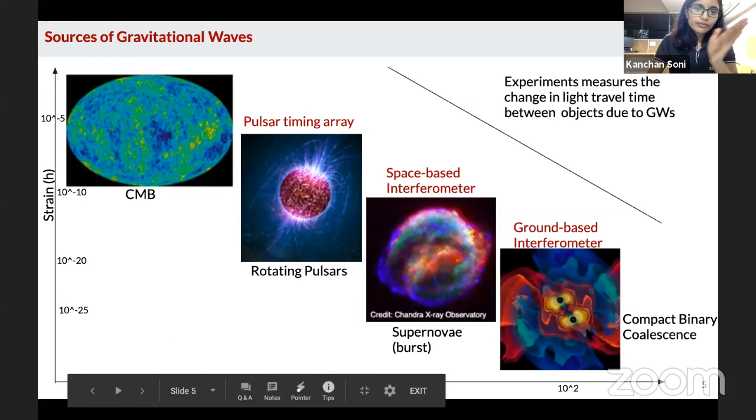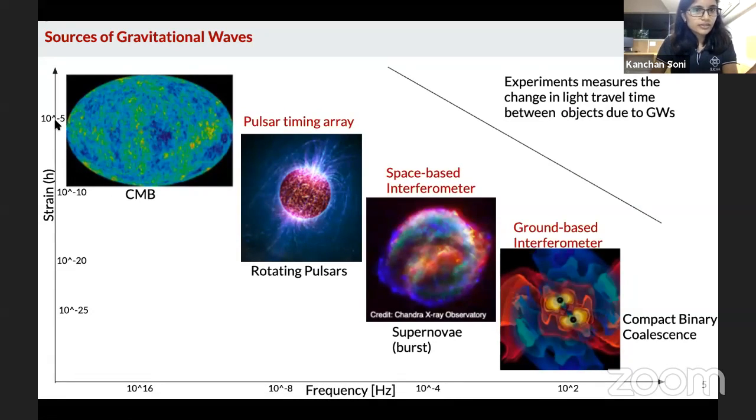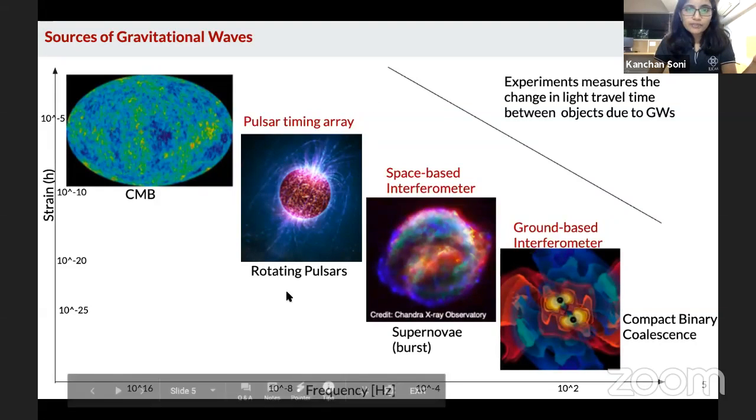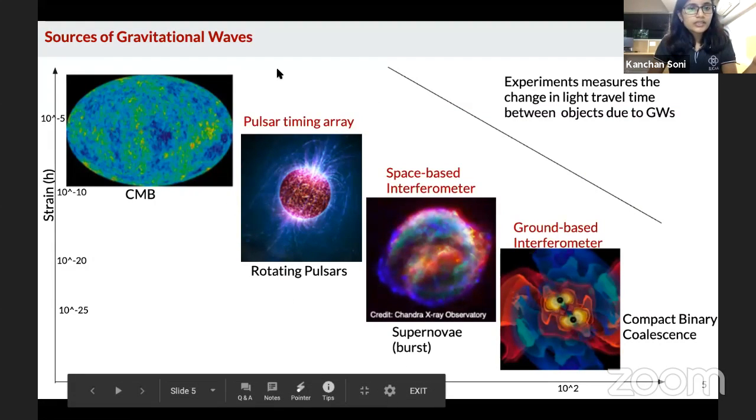Going from right to left, we are decreasing in frequency, and we are also increasing the strain of the gravitational wave signal emitted from these objects. Now, what we see is that experimentally we can measure gravitational waves from objects in this regime. But this other regime is still far away. We still haven't detected it.